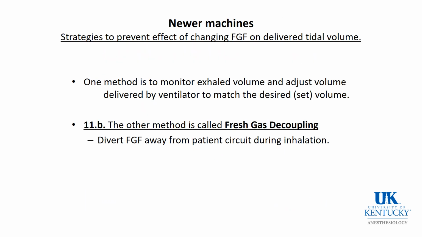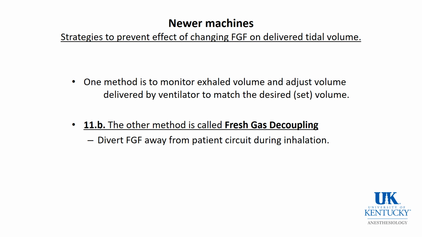Well, in the last few years, that has been resolved by the manufacturers by two methods. One method was to monitor the exhaled volume and the inhaled volume. And you know, our machines all have monitors, and they measure the inspiratory volume and expiratory volume. And what the machines do is then adjust how much volume the ventilator delivers so that the volume delivered to the patient is what you dial in.